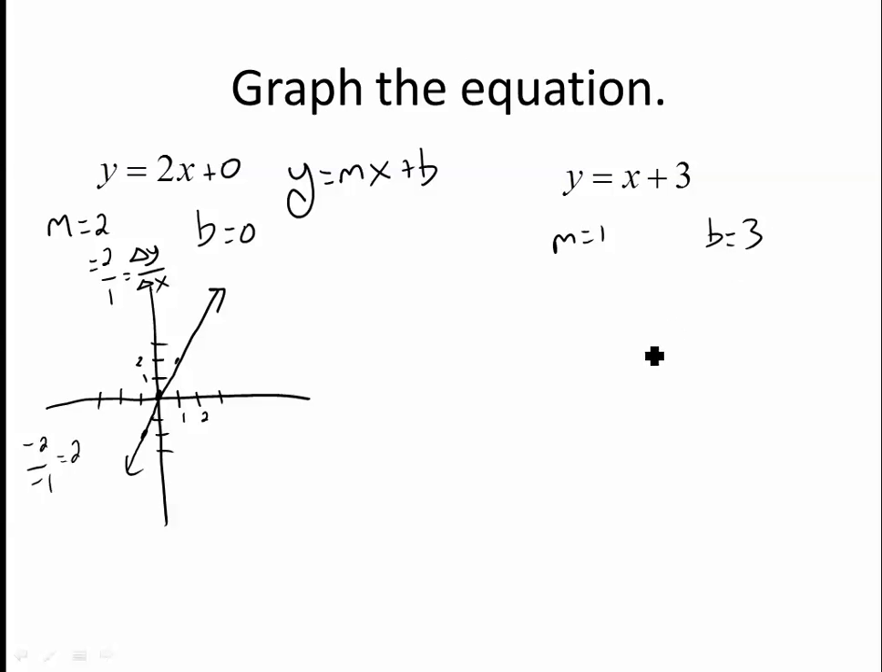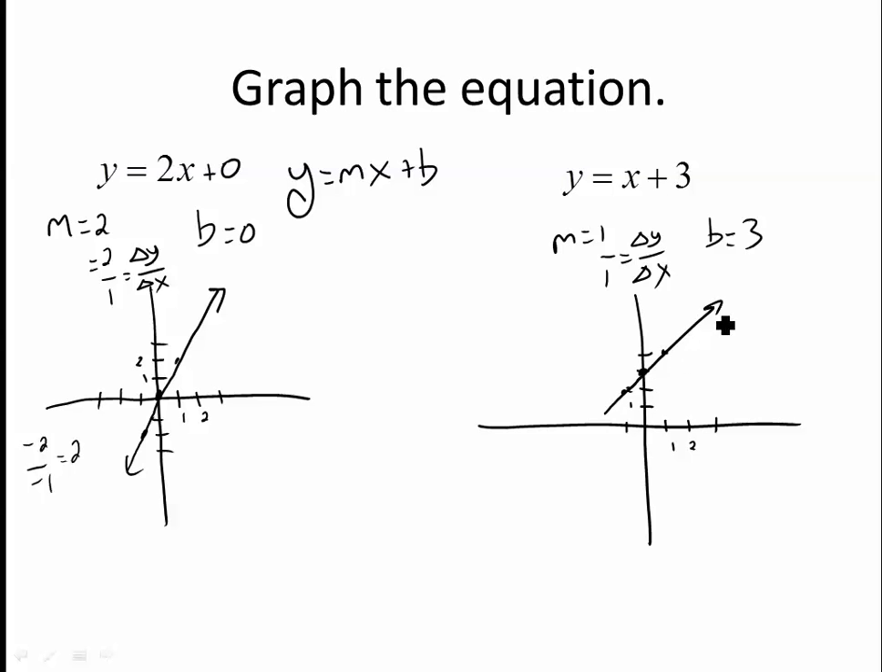So in the same way, I'm going to plot my y-intercept at 3. And now I'm going to turn to my slope. And I know that 1 over 1 is the ratio of the change in y to the change in x. So from 3, I need to go up 1 and to the right 1. So up and to the right. Or I can reverse it and go down 1 and left 1. I've got my 3 points. I can sketch in my line.